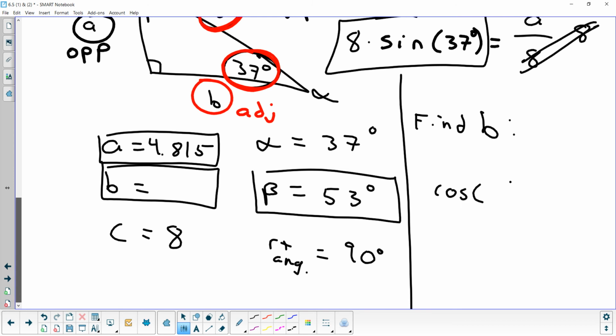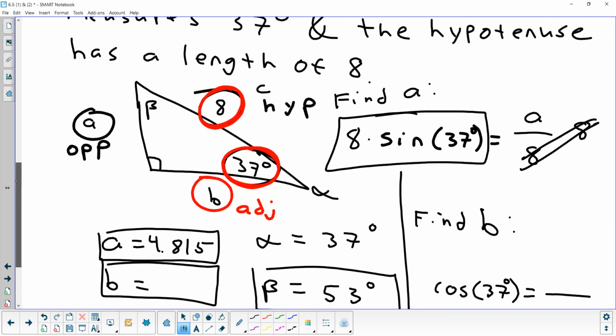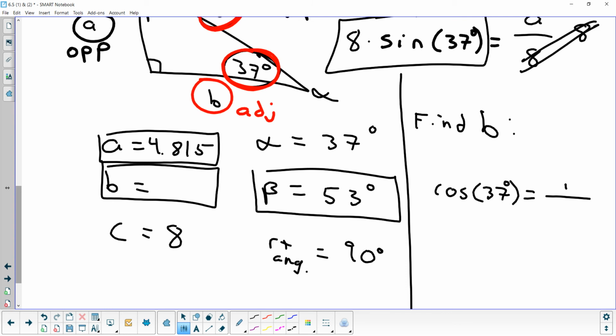So cosine of, what's my angle that I'm using? 37 degrees. So it's always cosine of an angle equals adjacent over hypotenuse. B over 8. All right, now, how would I get B by itself? Yep. Multiply by 8. It's the same thing this time. Whenever the variable is in the top, you just have to multiply both sides by the number in the bottom. So the answer is 8 cosine 37.